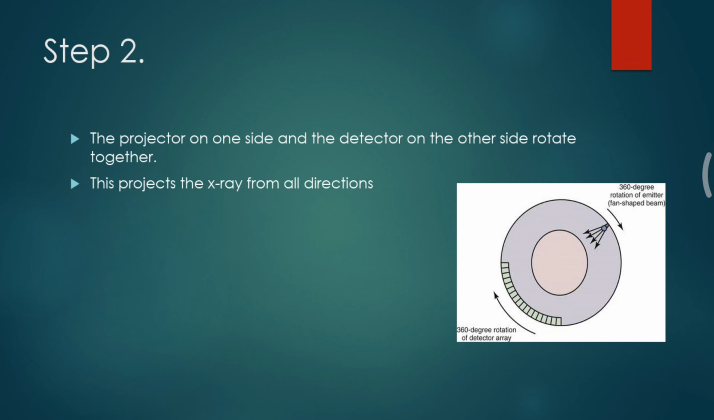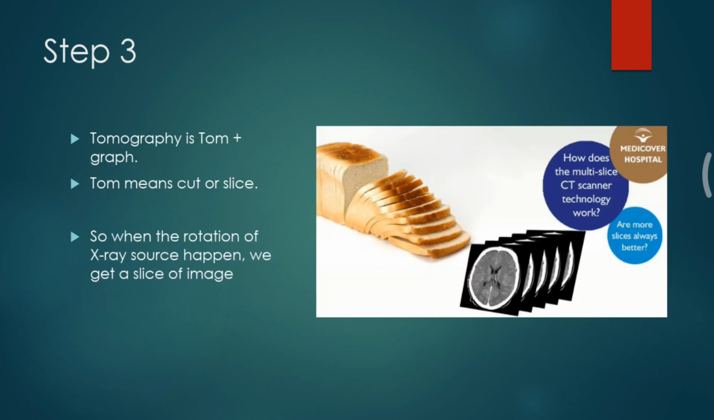So if you're lying supine, sometimes it will project from the top so that your chest portion comes first, and then as it rotates you will start seeing the lateral parts and then the posterior part. It's not seeing, but basically when it rotates, it passes the X-ray from different directions and it is captured. This aspect of capturing lets us get an image which is called a slice. So basically computerized tomography is what we are seeing. Tomography is a combination of two words, tomos and graph.